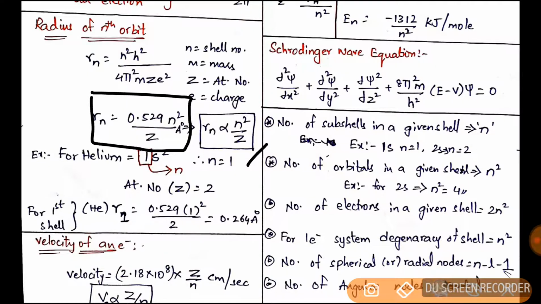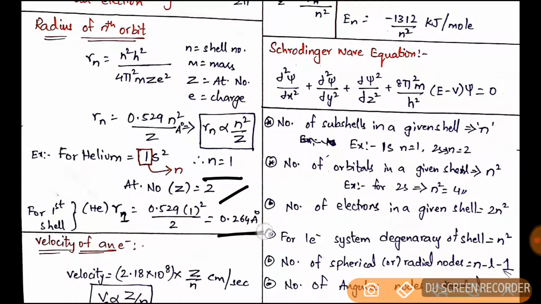So I've also given some example. As you could see here, for helium, the electronic configuration is 1s2, where n is 1 and z is the atomic number, which is 2. After substituting, I've got this answer. So you could just note down this example by pausing the video.